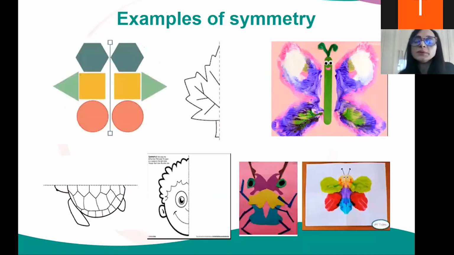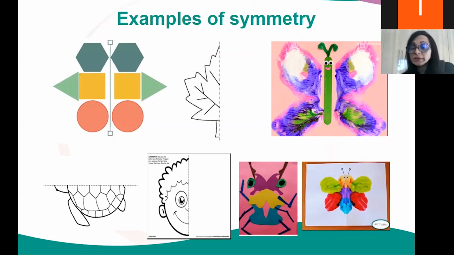Now here are some examples of symmetry. Can you see in the first example, it's geometric shapes where the left side is the same as the right side. So if we had to fold that on the line, the left side shapes will sit exactly on the right hand side shapes. Next is a symmetrical leaf. Now in this activity, you can ask the children to complete the right hand side to make this leaf look exactly like the left hand side.